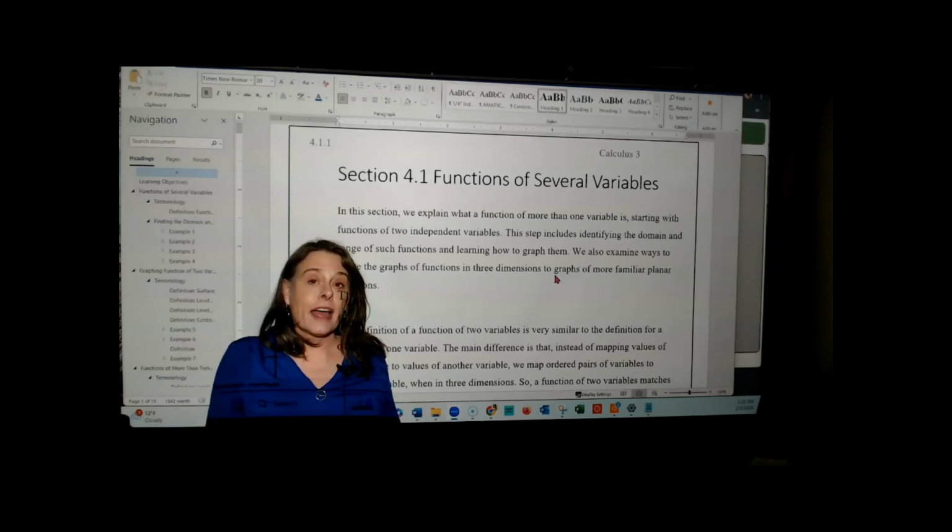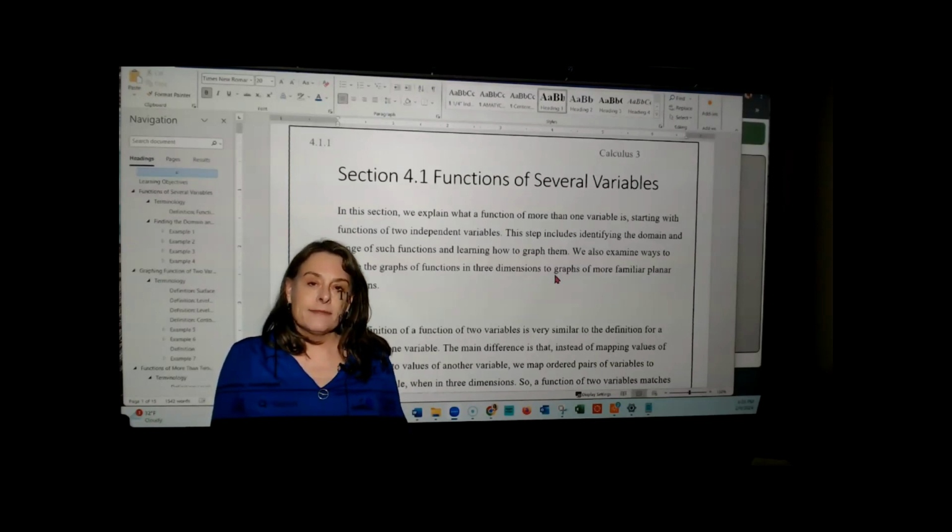function w of x, y, and z. It could be a function w of x, y, and t, or even w of x, y, z, and t. We could have many, many independent variables. This brings us into 3 dimensions and 4 dimensions and possibly even 5 dimensions.